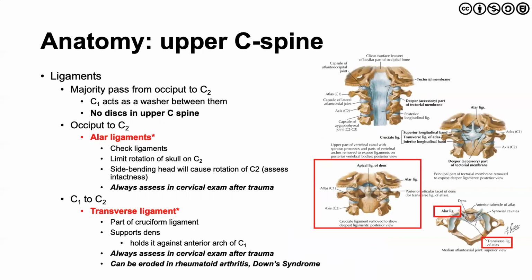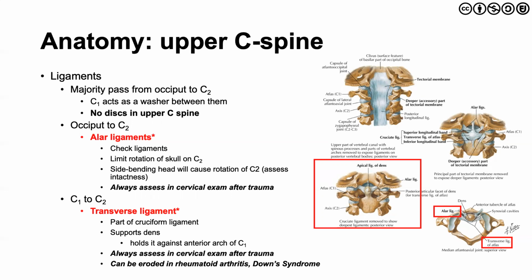The two primary ligaments that we are most concerned with within the craniovertebral region, since there is no disc in the upper cervical spine, would be the alar ligament and the transverse ligament. The transverse ligament also being part of the cruciform ligament. The alar ligament is a ligament that checks rotation of the skull on C2. A side bending of the head will cause the rotation of C2 in a contralateral fashion. And so when we check the integrity of the alar ligament, we typically palpate the spinous process of C2. We can side bend the head left to right, and the spinous process should move opposite our side bending. This is always assessed in the cervical exam following trauma.